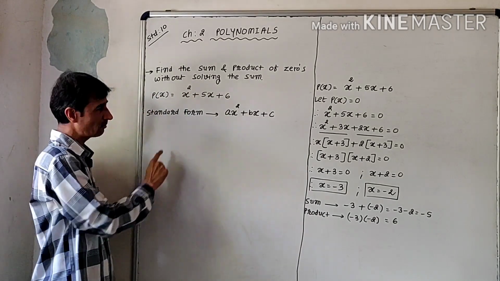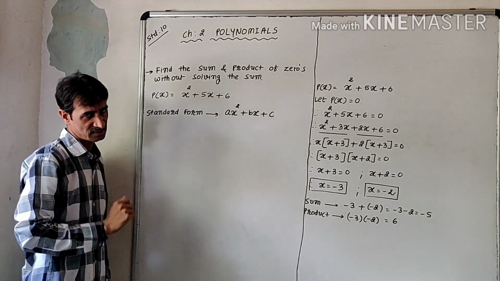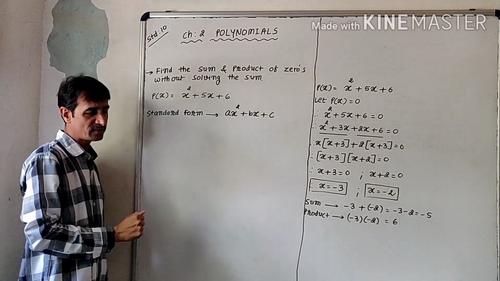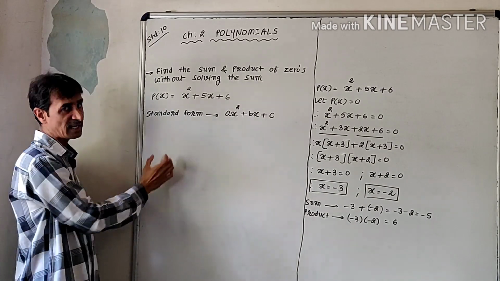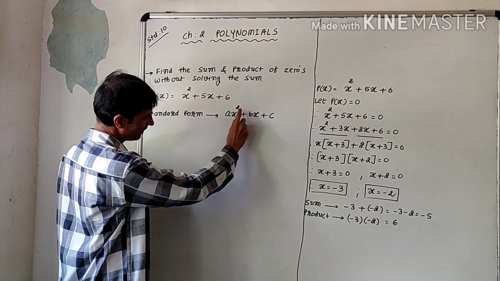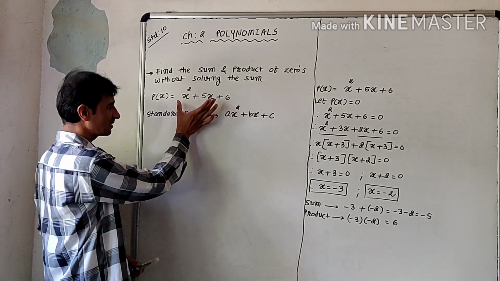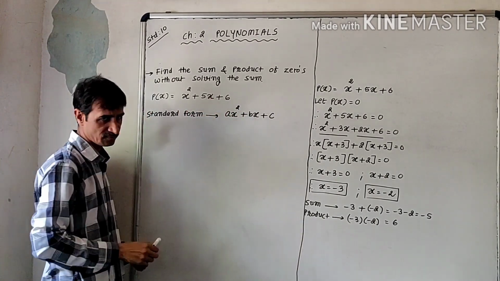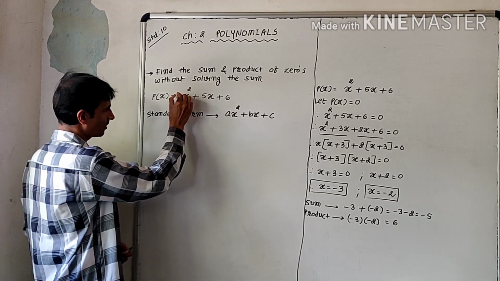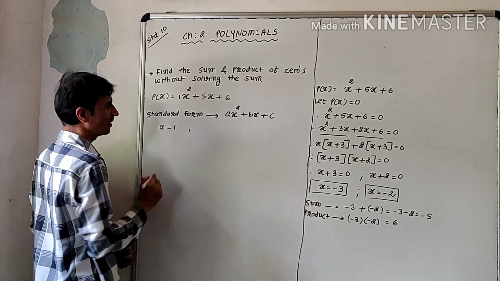Now this is my polynomial p of x is equal to x square plus 5x plus 6. So for that purpose, I don't want to go for this method. Then how is it possible? Now this is the standard form of the polynomial, and that is ax square plus bx plus c. So first of all, I want to compare the given sum with this standard form. So you can see here, this is my a, and a is nothing but 1. So first of all, I separate a is equal to 1.